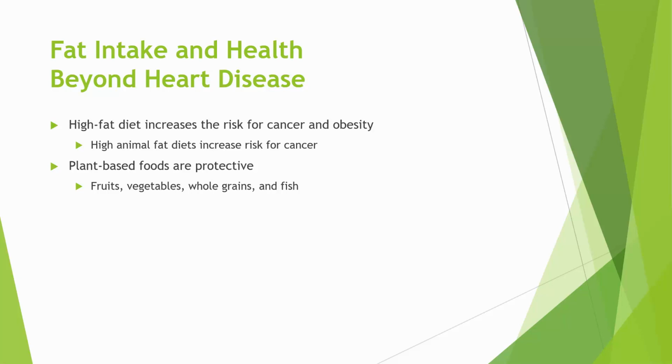Then we do see plant foods are protective. So doing more fruits, vegetables, whole grains, and fish tends to be protective against a lot of diseases in our body. A lot of times the good things to do for a healthy heart tend to be the good things to do for a healthy brain, healthy kidneys, healthy skin, all of that. So it's hard to look at diet in terms of just one factor because it's all interrelated. In the next chapter we will look at protein and talk about some of these concepts a little bit more.